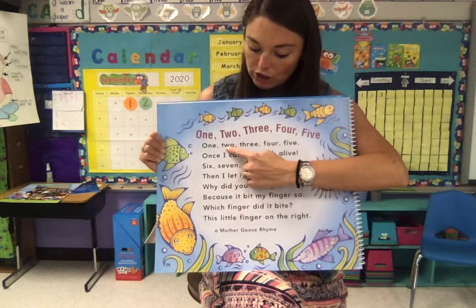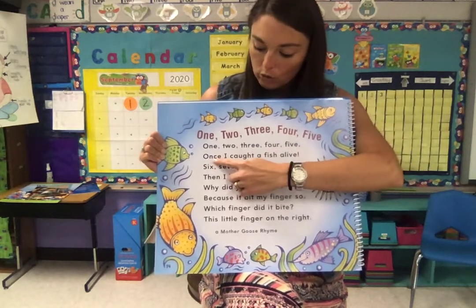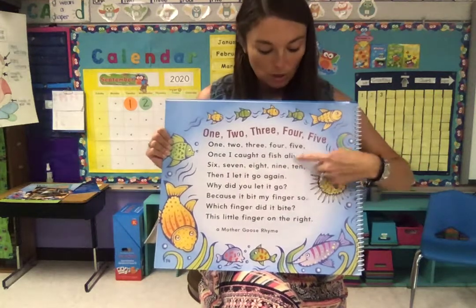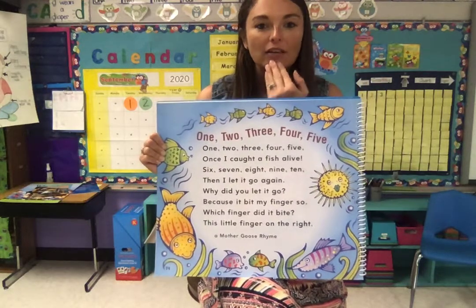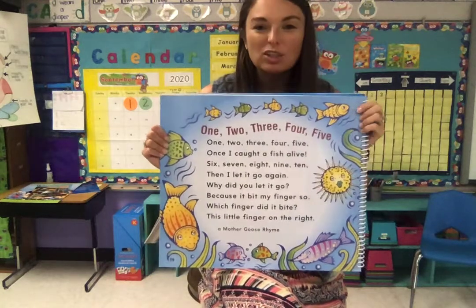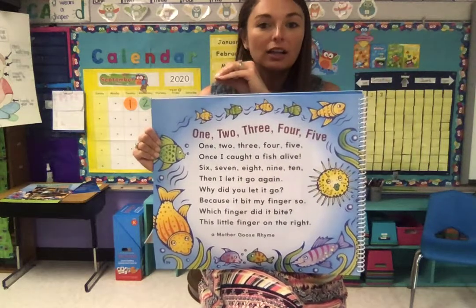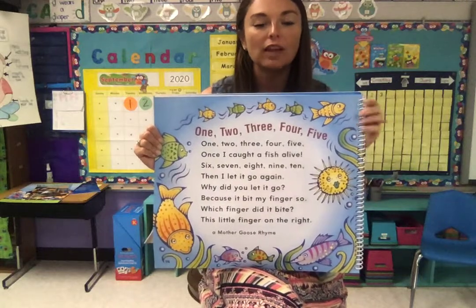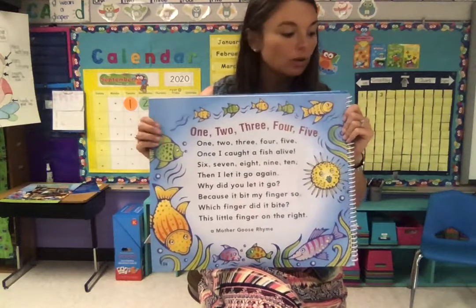1, 2, 3, 4, 5. Once I caught a fish alive. So I want you to say those 2 words. So listen. 5, alive. Now you say it. 5, alive. And if you listen real close, they sound alike. At the end we have ive, ive. They both end with that ive sound, or that last part of the word says ive, and that's the same. So those 2 words rhyme.